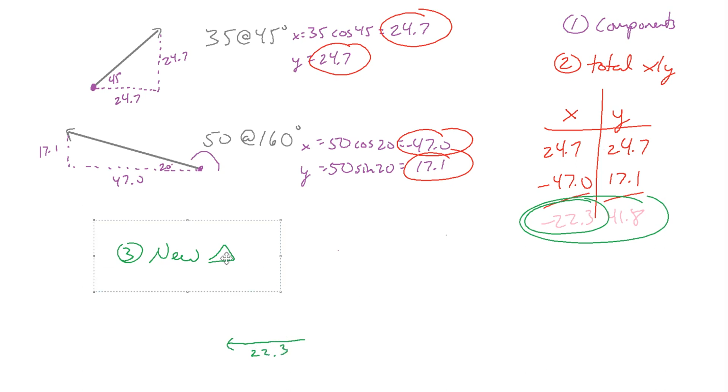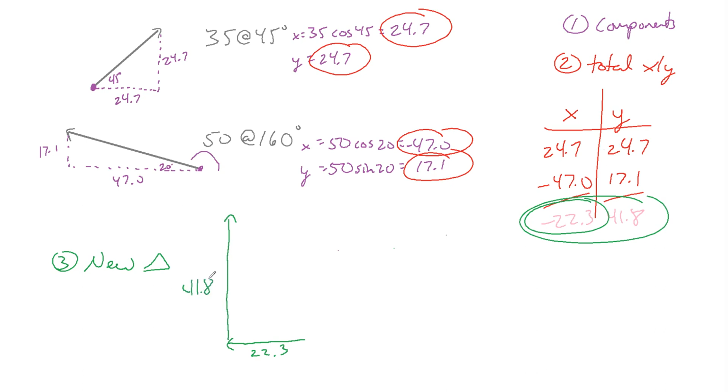I'm going to need a little more room here. Move that over. There we go. And then, so I went 22.3 to the left. Okay, and then my y component is 41.8. So I'm going to draw a line going up like this, which is 41.8. And so when I do that, I'll go from beginning to end again. That makes my new triangle. Okay, and that's where I started from.